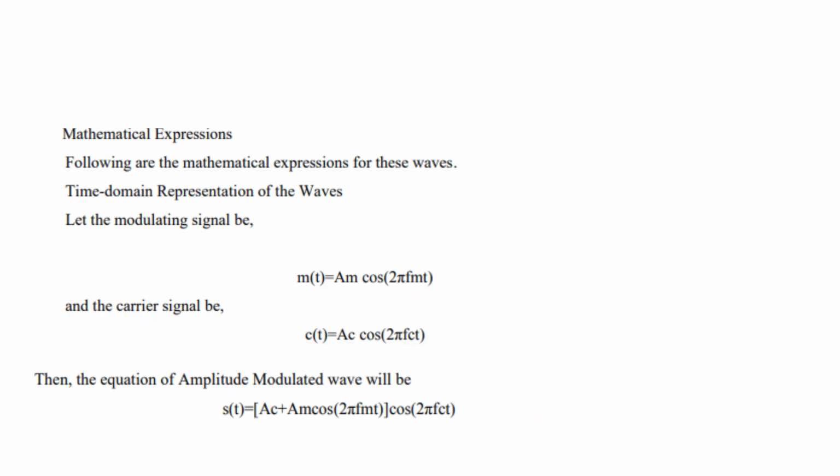Now these two signals are transmitted through the modulator. The output of the modulator is the amplitude modulated signal, which is indicated as s(t). Here the amplitude term of the carrier is varied, so we can represent s(t) as Ac plus the message signal m(t), into cos 2 pi fc t. Therefore, instead of m(t), we use the message signal, so the amplitude term of the carrier is varied: Ac plus Am cos 2 pi fm t, into cos 2 pi fc t.